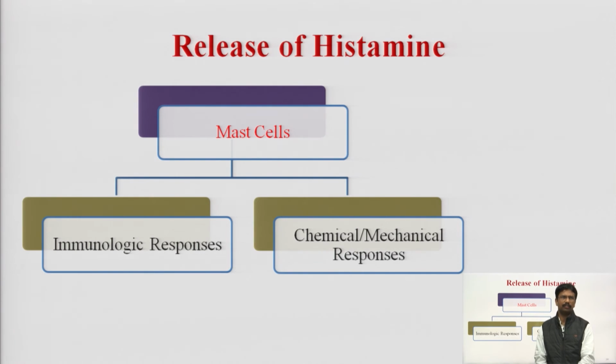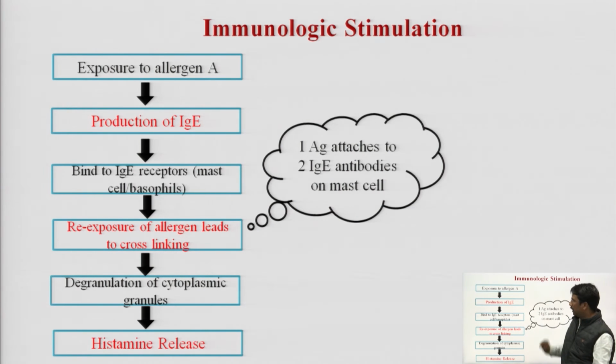Now, how is the histamine released? Mast cells generally release the histamine by two pathways. The first one is the immunologic response and the second one is the chemical or the mechanical response. Let's explore this one by one. The immunological response is the exposure to the allergen, or you can say the antigen, which leads to the production of the antibody, specifically immunoglobulin E, which binds to the mast cell, and later on re-exposure of the antigen will lead to the degranulation of the mast cells and the release of the histamine.